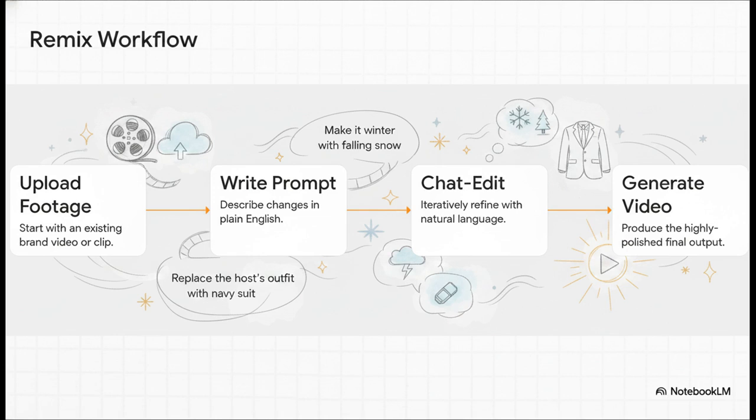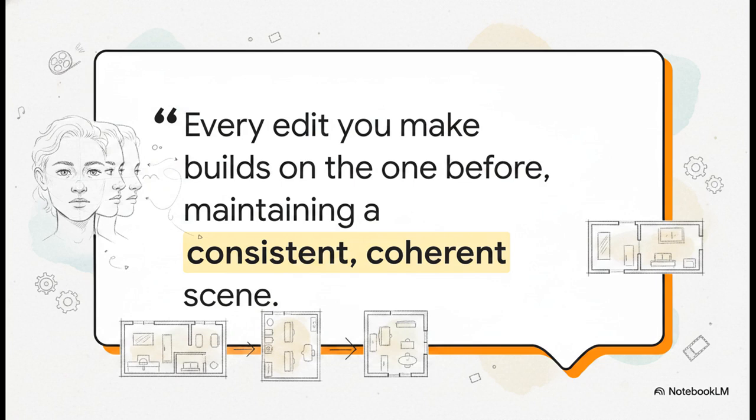Step 3 is where it gets really fun. You iteratively chat edit. You don't have to scrap everything and start from scratch if something is slightly off, you just talk to it. Tell the model, make the sky stormier, or remove the cup on the left. And step 4, you generate your highly polished final video. It's a completely natural conversational editing process. So the crucial point is this idea right here.